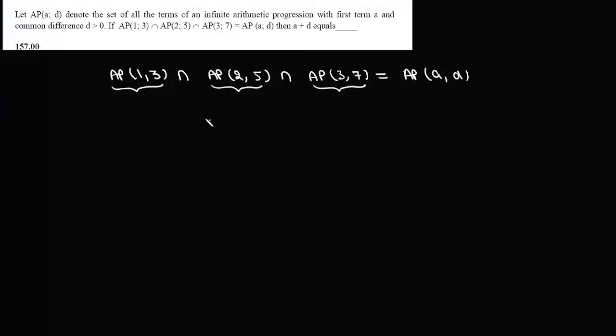Now D is simple. The common difference of the common terms of the 3 series is basically the LCM of the common differences of the 3 APs. So it will be LCM of 3, 5 and 7. Now we know that LCM of 3, 5 and 7 will be 105. So the common difference of this AP of common terms will be 105. Now we need to find A, which is the first common term.